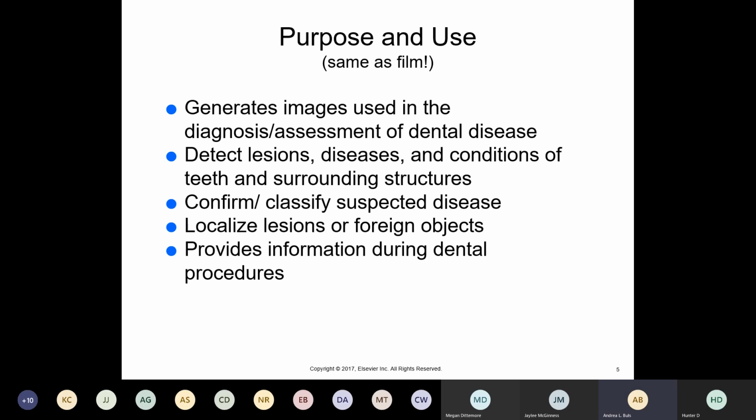We can detect lesions, diseases such as periodontal disease, decay, and conditions of the teeth and surrounding structures. We can confirm or classify a suspected area of disease with x-rays. They can be used for localization of specific lesions or foreign objects that maybe have broken off in the gum line or the floor of the mouth. And it can provide very important information during dental procedures, whether that be a root canal or an extraction.